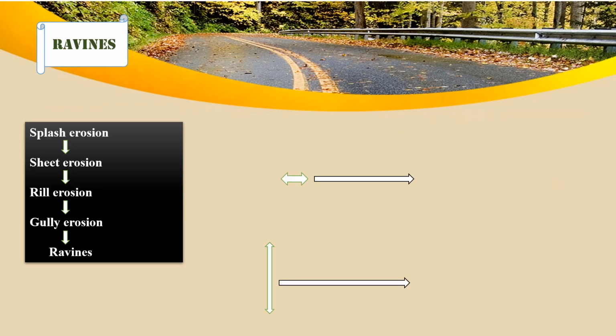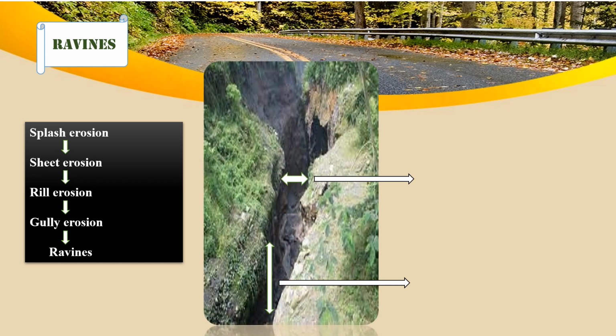Now we discuss the picture of ravines. The water action due to rain erodes the soil and causes ravines, rill erosion and gully erosion. Ravines have narrow width and vertical sides, so the ravines are not easily crossed or plowed by agricultural equipments.